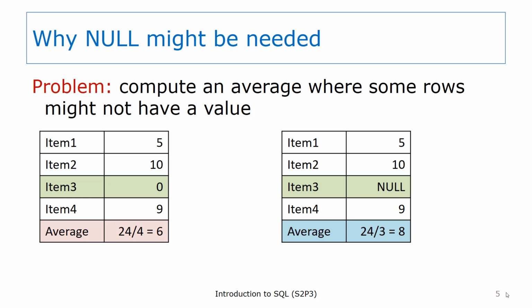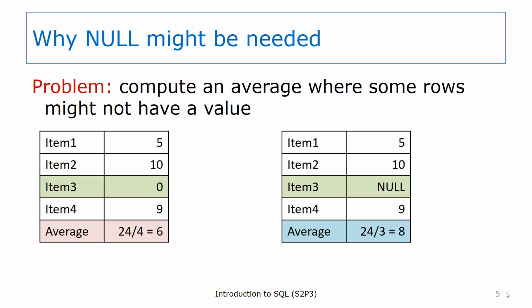The list item on the left shows how the average would be computed if the quantity has a default value of 0. In this case, the average is computed by adding 5 plus 10 plus 0 plus 9, giving a total of 24. You divide 24 by 4, which is the number of items, giving an average of 6.